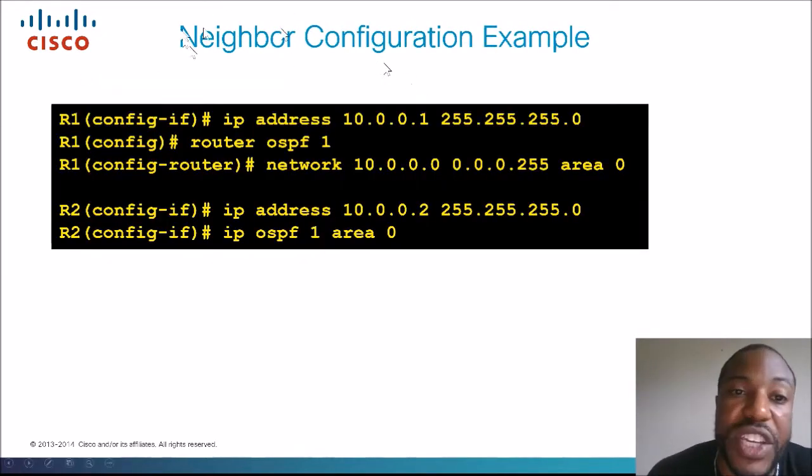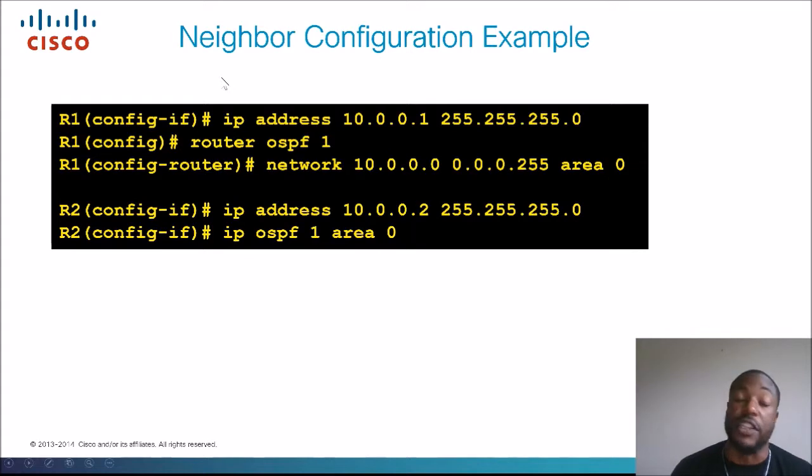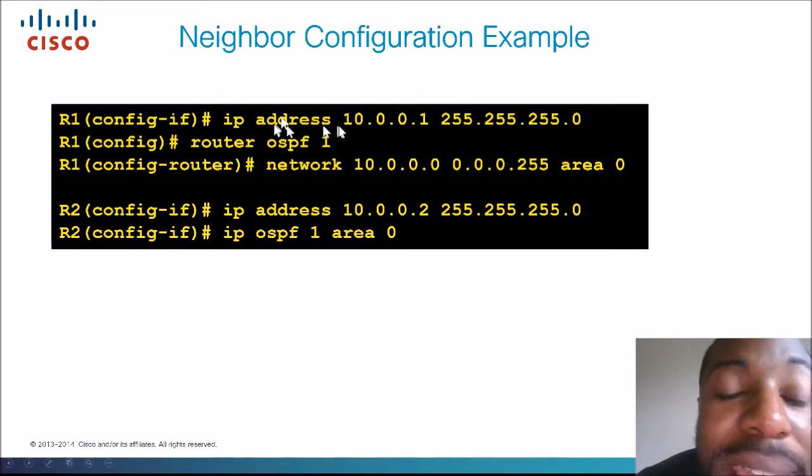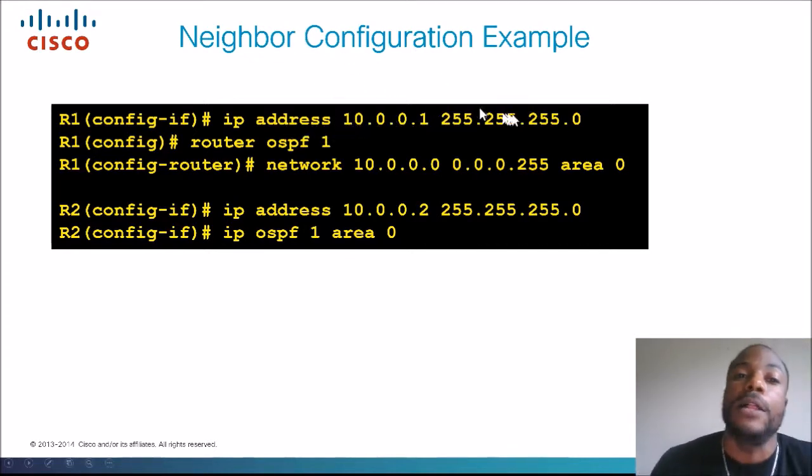Here is how we configure neighbors. If you've gotten to this level as far as CCNP, this is just a basic setup of neighbor configuration. You do the IP address. Obviously, you have to set up an IP address. If you don't explicitly say what the router ID is, as long as you have an IP address, that's why this is required.